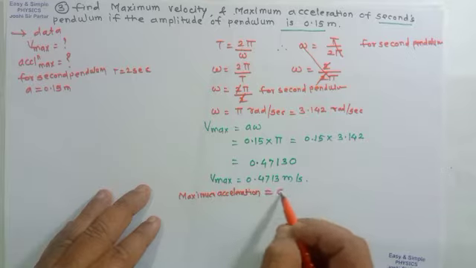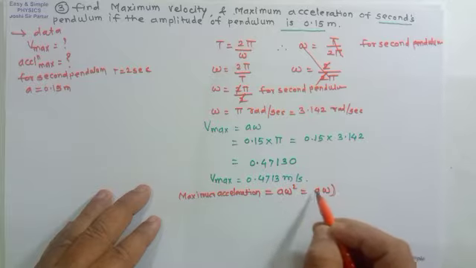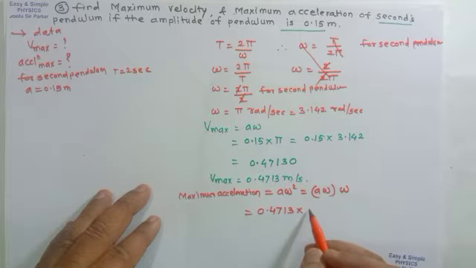Again, we can find out maximum acceleration. It will be A omega square, which is written as A omega into omega. It is 0.4713 into 3.142.